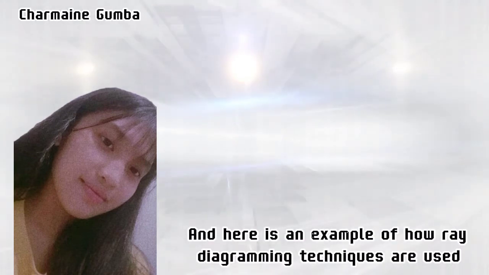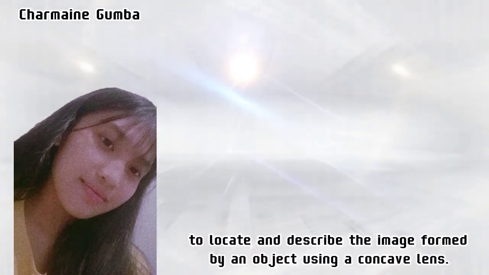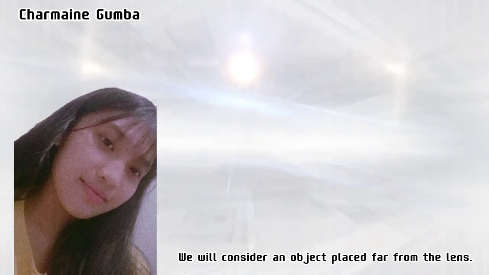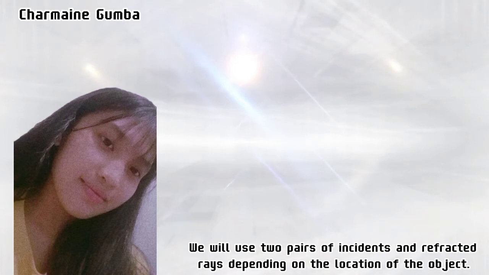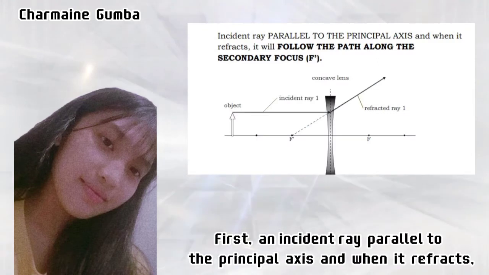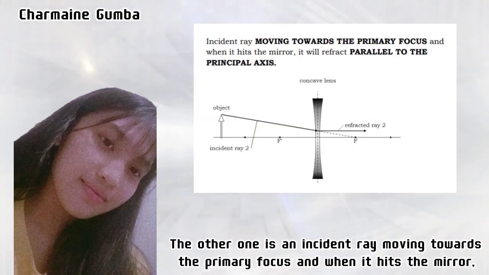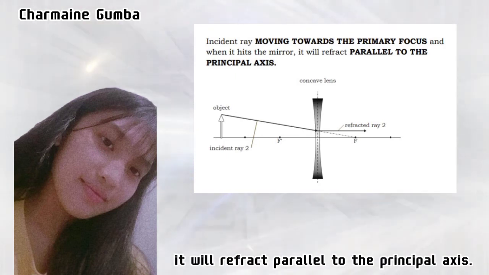And here is an example of how ray diagramming techniques are used to locate and describe the image formed by an object using a concave lens. We will consider an object placed far from the lens. We will use two pairs of incident and refracted rays depending on the location of the object. First, an incident ray parallel to the principal axis, and when it refracts, it will follow the path along the secondary focus. The other one is an incident ray moving towards the primary focus, and when it hits the lens, it will refract parallel to the principal axis.